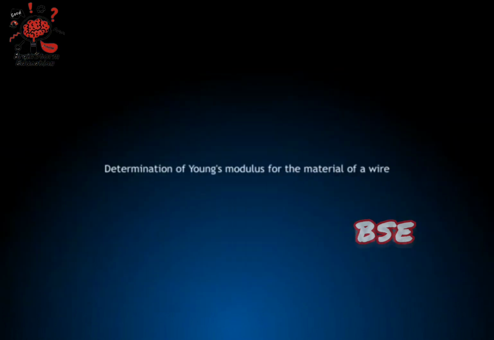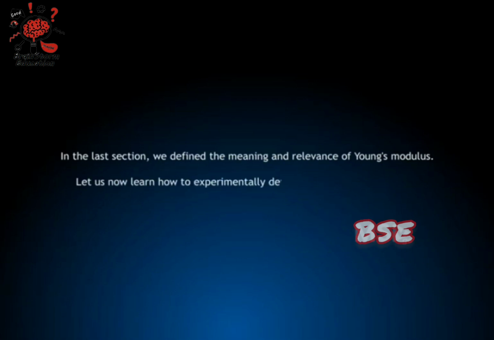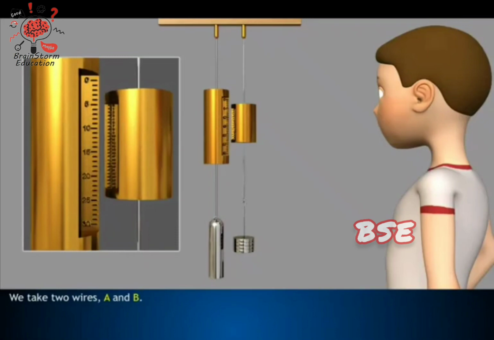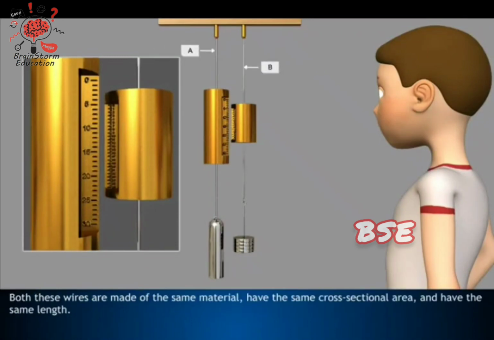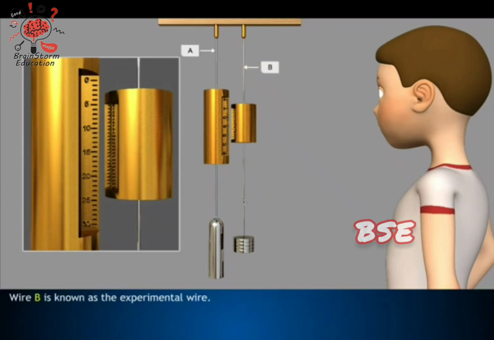Determination of Young's modulus for the material of a wire. In the last section, we defined the meaning and relevance of Young's modulus. Let us now learn how to experimentally determine Young's modulus. We take two wires, A and B. Both these wires are made of the same material, have the same cross-sectional area, and have the same length. The wire A carries on it a millimeter scale and is known as the control wire or the reference wire. It also carries at its end a known weight, which is used to keep the wire taut. Wire B is known as the experimental wire.